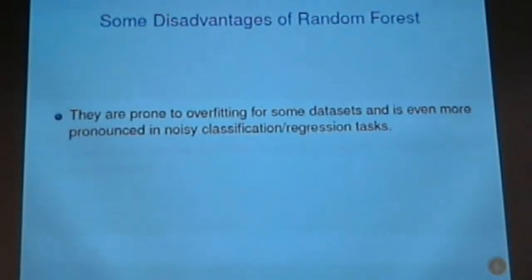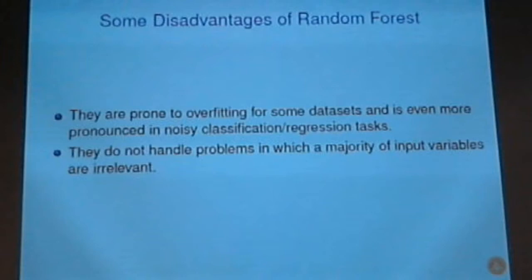The disadvantages of random forest include overfitting and overinterpreting of some data sets, which is even more pronounced in noisy classification and regression tasks. And they do not handle problems where the majority of input variables are irrelevant. That's correlated data. It's really nice for correlated data.